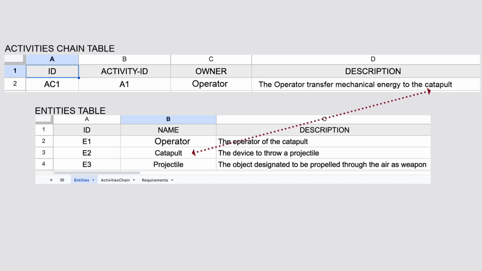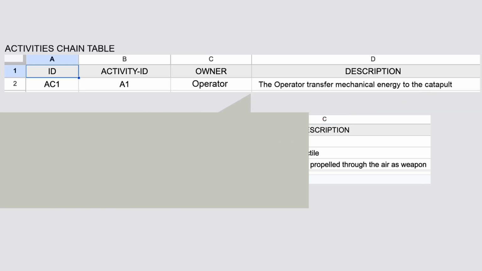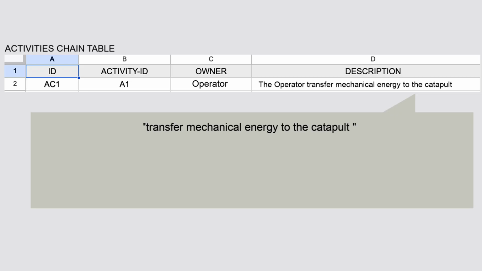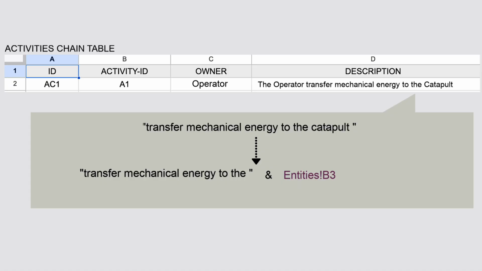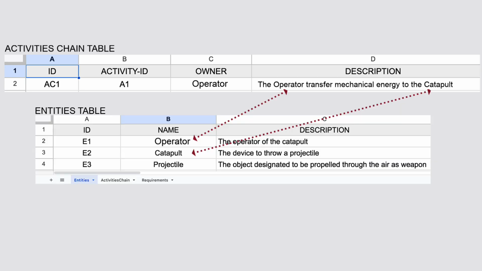If for any reason the word catapult changes into device, then it will be reflected in this description of Activity 1 or A1. To do that, we simply break the text, "transfer mechanical energy to the catapult", into text, "transfer mechanical energy to the", add ampersand operator, add formula, Entities, B3. If we press enter, then we have a sentence that is always consistent with the entry B3 in the Entities table. Now, we manage consistency automatically both in the entity user and the entity catapult.